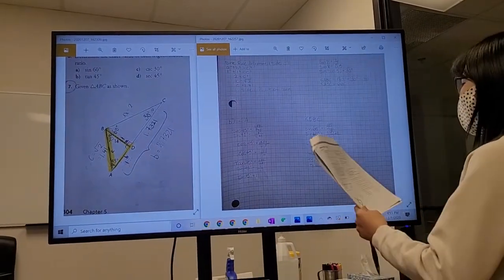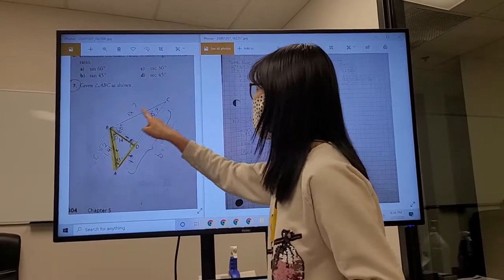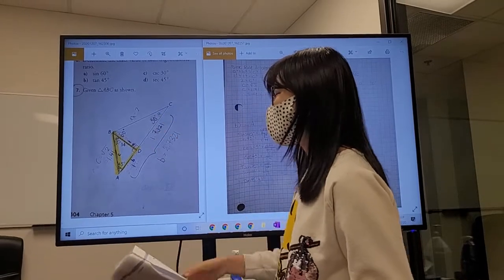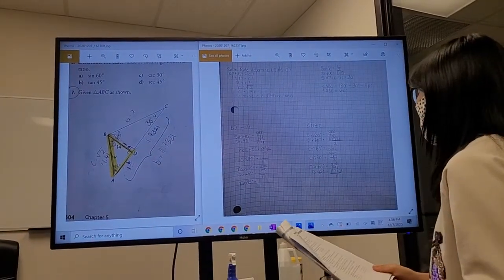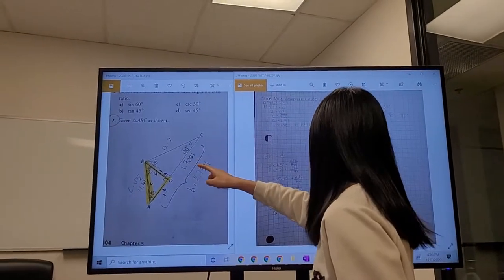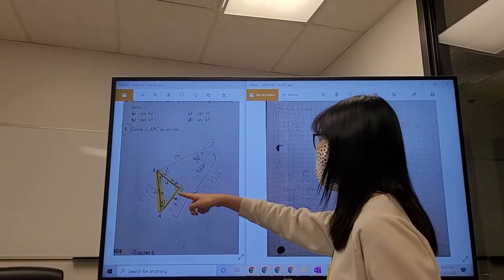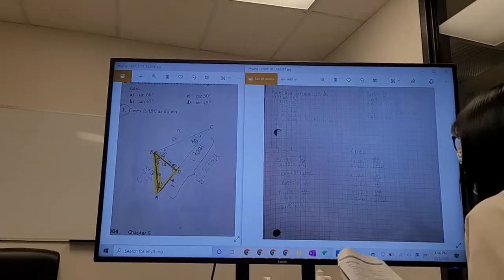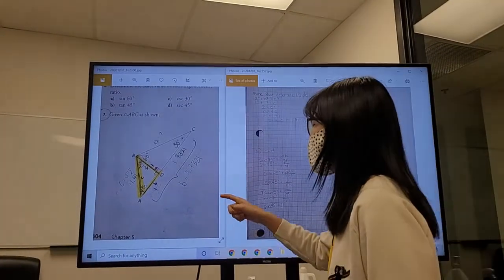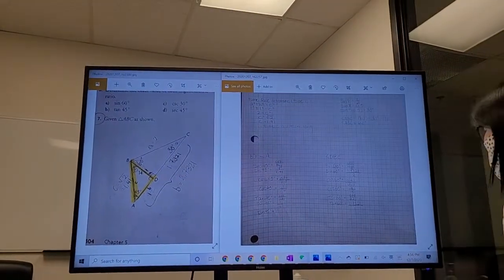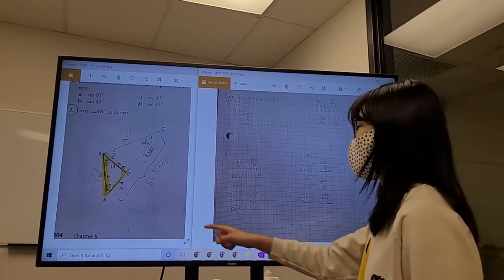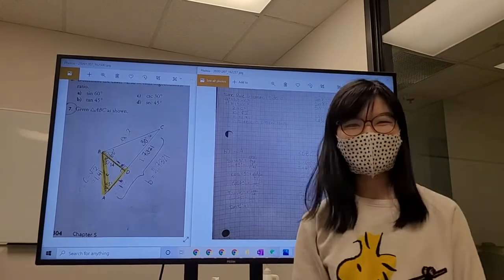And then for angle DBC, which is 60, I found angle 60 by subtracting 90 and 30 degrees from 180. And then sine 60 is opposite over hypotenuse, so it would be 1.7321 over 2. Cos 60 would be adjacent over hypotenuse, so it would be 1 over 2. And then tan 60 would be opposite over adjacent, so it's 1.7321 over 1.